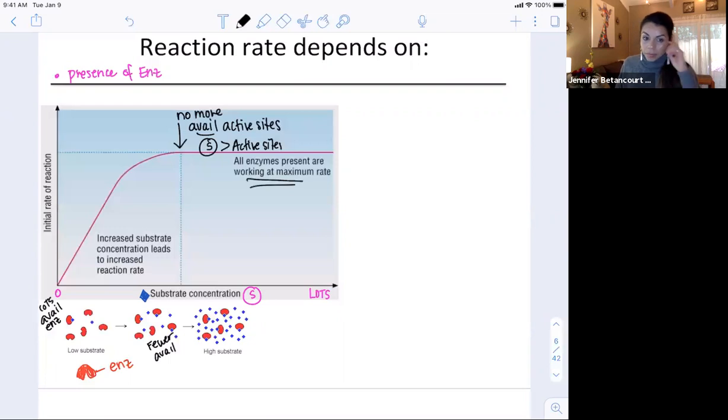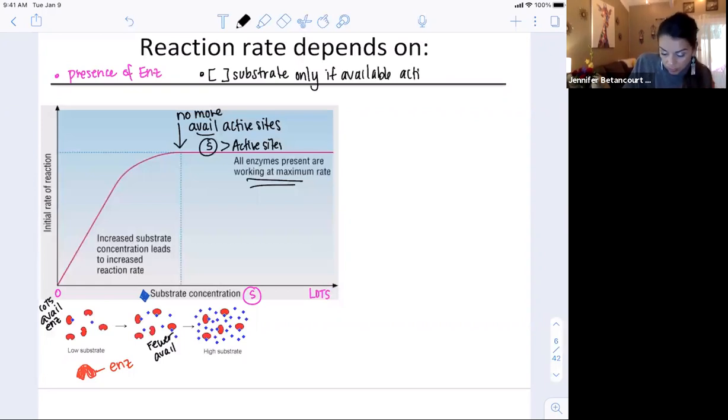They're busy. Okay? So not only does reaction rate depend on the presence of the enzyme, it depends on the concentration of the substrate. So you increase the substrate, you initially increase the rate of reaction, only if there are available active sites. Which means that the third thing that is important for the rate of reaction is available active sites.